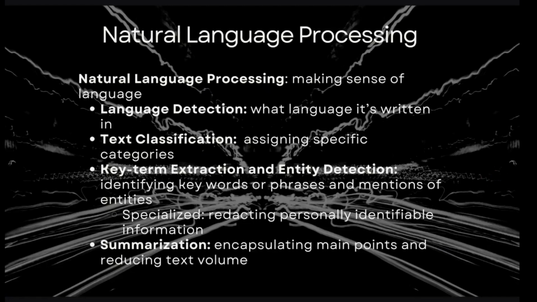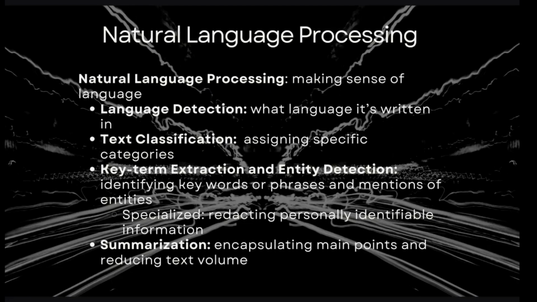And then there's natural language processing. Generative AI is able to use natural language processing, which is making sense of a language. It uses language detection, which is what language it's written in, text classification, or assigning specific categories to the text, and key term extraction and entity detection, which identifies keywords or phrases and mentions of entities. Some of its specialized uses are redacting personal identifiable information and stopping this private information from being exposed to the public, so it can gather it or just block it out.